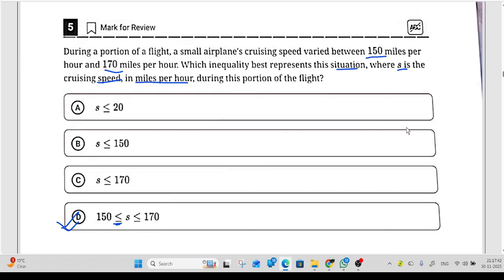So if you see option D, at least 150 miles per hour means speed is greater than or equal to 150, which is written like this: s is greater than or equal to 150, because that's how we represent at least. And at most 170 miles per hour means speed is less than or equal to 170. So this option is correct, right?